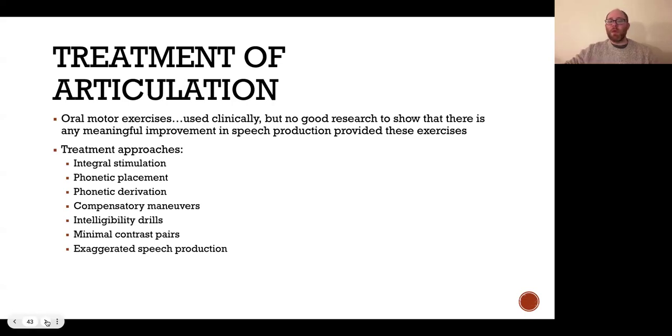These typically end up being things like tongue twisters, where you have to be really good about speaking to get the point across, and they are challenging. Minimal contrast pairs and exaggerated speech production. I said that in an exaggerated way so that I was a bit more intelligible.